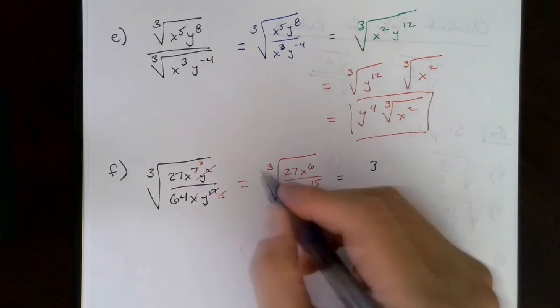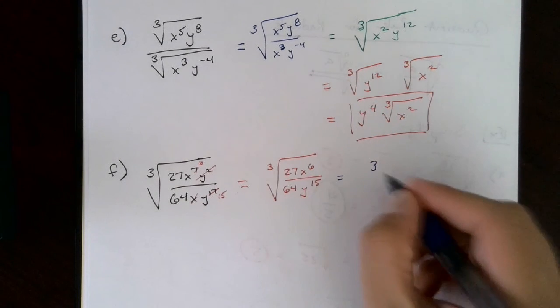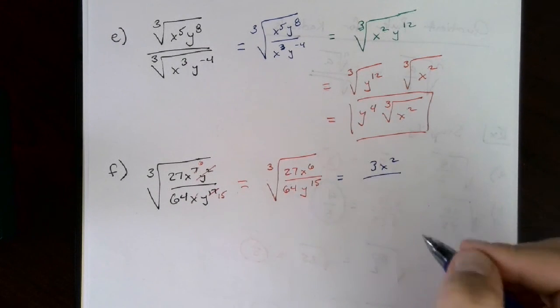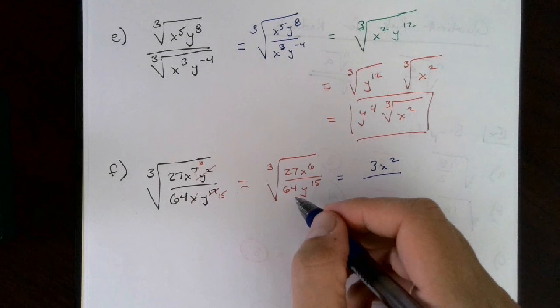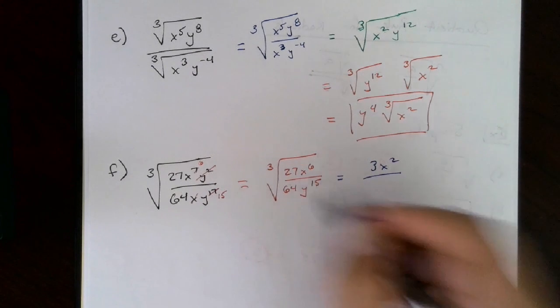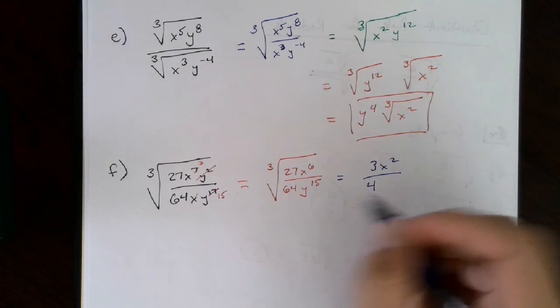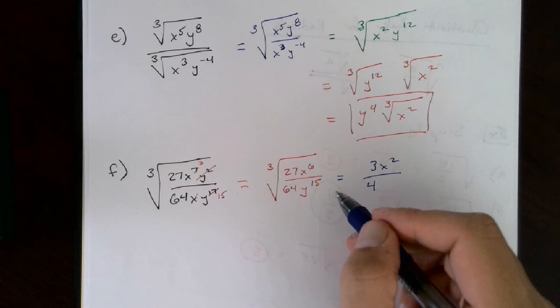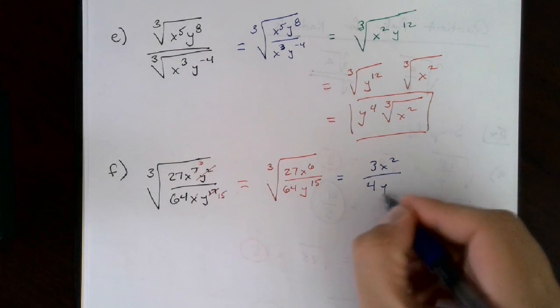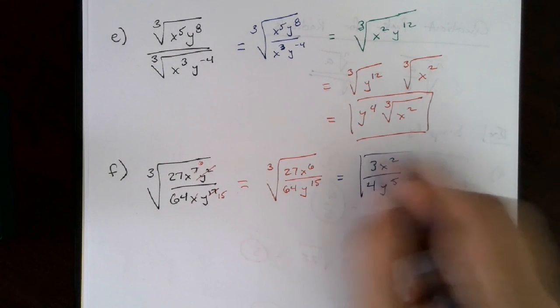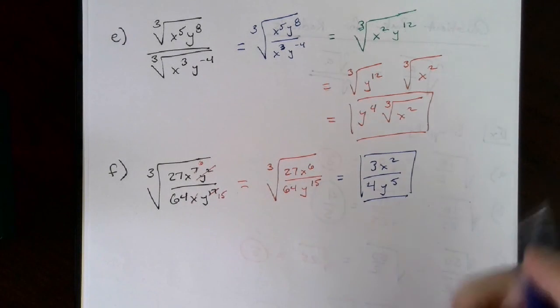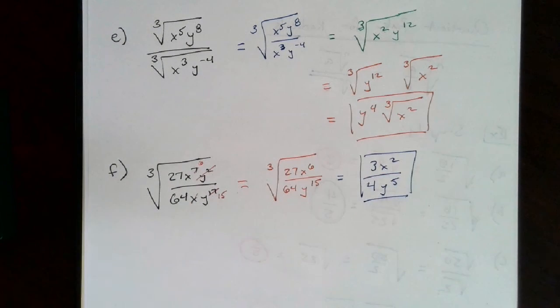You have x to the 6th, taking the cube root, you divide by 3. 6 divided by 3 is x squared. Over here, cube root of 64, remember what number to the third power gives you 64? Well, that's 4. And then y to the 15th. 15 divided by 3 makes us y to the 5th. Remember, you don't write the root after you've taken it. So we have 3x squared over 4y to the 5th.